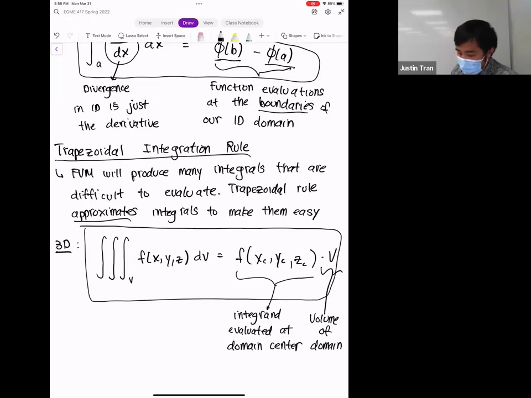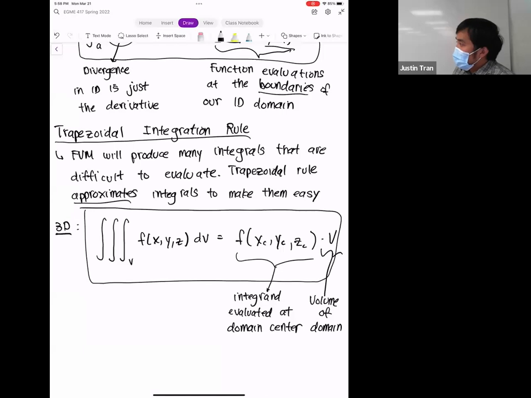All right. And so with trapezoidal rule, you don't have to perform any kind of integration at all. You don't have to take any kind of antiderivatives. And so you just take your integrand, whatever it is, you plug in a certain value of x, certain value of y, certain value of z, where those values are the centers of your domain. And you just multiply by the volume, and that gives you your integral. It may not be exact, but at least it's convenient.